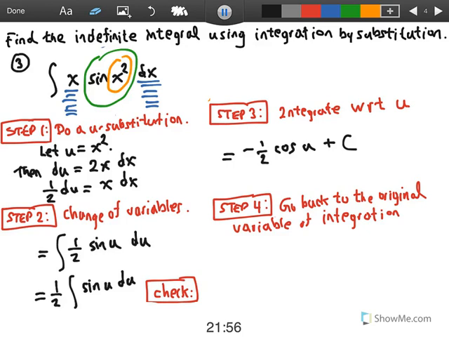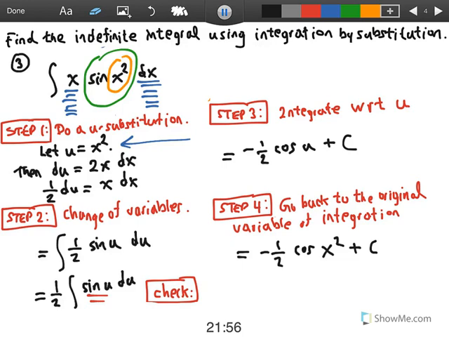The derivative of cosine will give us negative sine. So if we want positive sine, our antiderivative has to be negative cosine. The last step, step 4, is to go back to the original variable of integration, and all you need to do now is replace u with x squared. So you have negative 1/2 times cosine of x squared plus c.